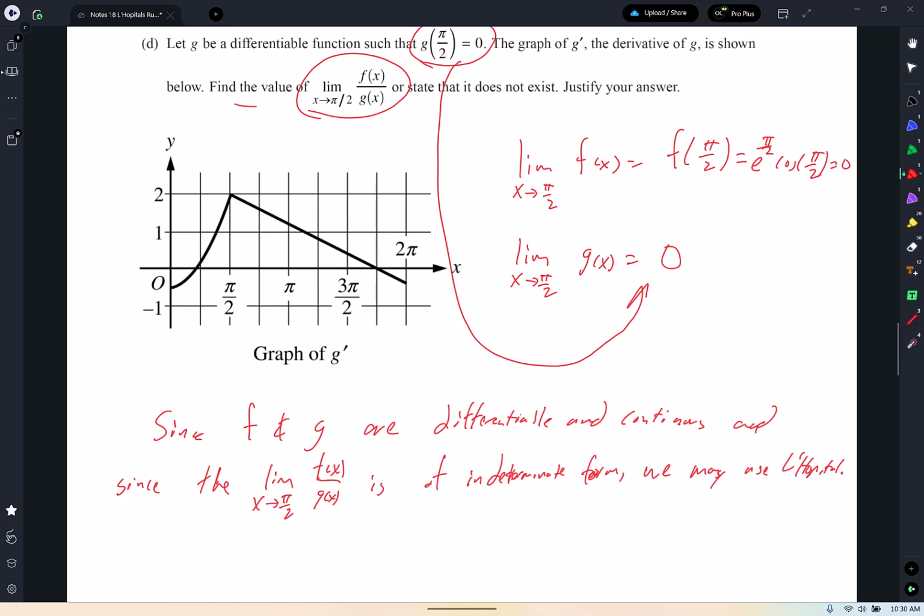What is this? It's G prime. The only way you're going to have a derivative is if G was continuous and differentiable. Now, I know what you're looking at. You're looking at pi over 2, and you're like, chop, that's like a corner. G's not differentiable. Guys, G prime is not differentiable at pi over 2. G is. G is a nice smooth curve.